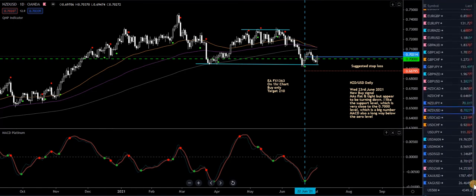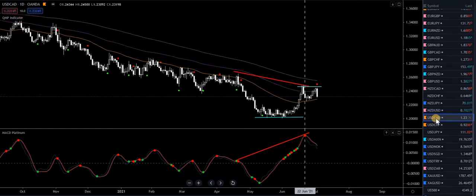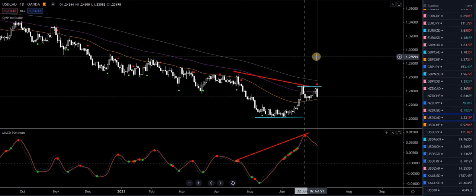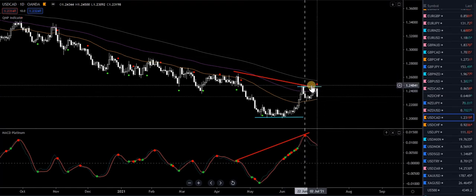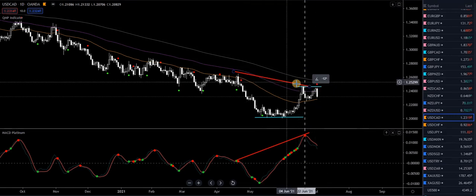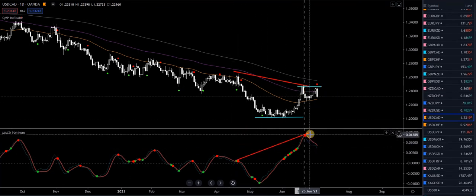Let's just scroll the watch list down a bit. USD CAD, highlighted in yellow, means I'm going to do something on Monday. There it is, a big, fat, juicy sell trade. Got a nice little double top here, or a resistance level. We've got this hidden bearish divergence, lower highs on price and higher highs on the MACD platinum.